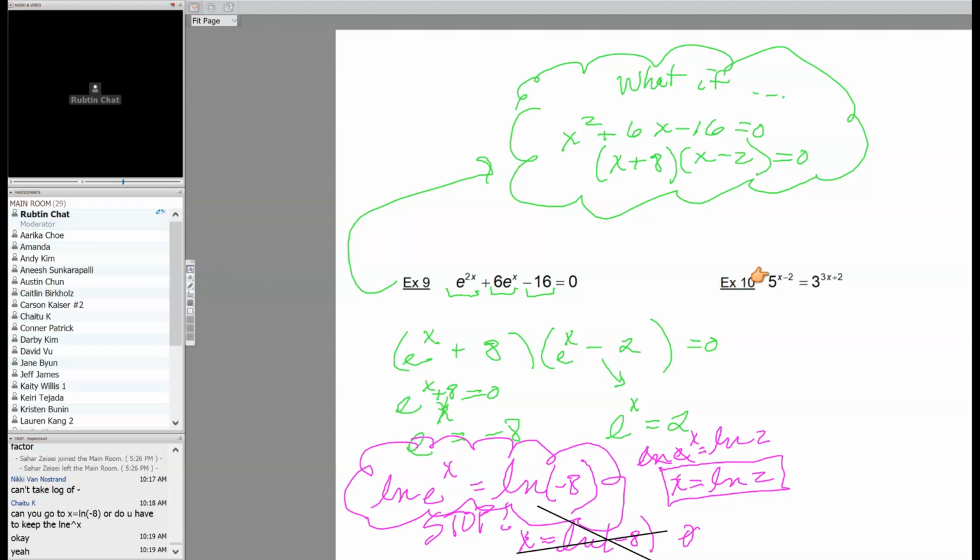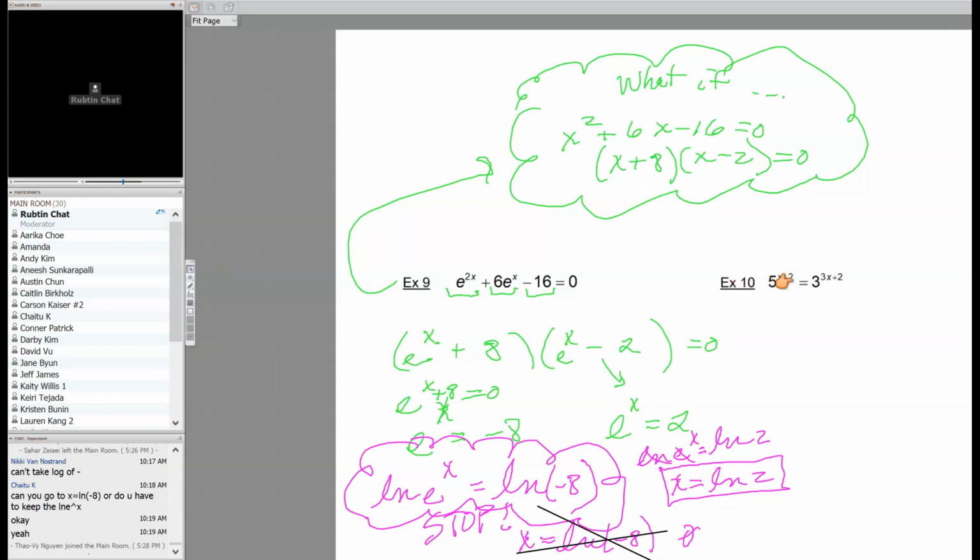Okay. For example 10, bases are different. I can't write this as 5 to a something and 5 to a something. The bases are totally different. So the question is, what in the world do you do? Well, here's what I would do. I would say, I don't care if the bases are different. I'm going to take the natural log of both sides.